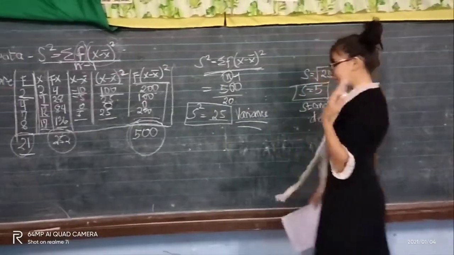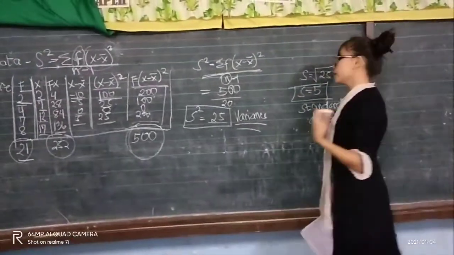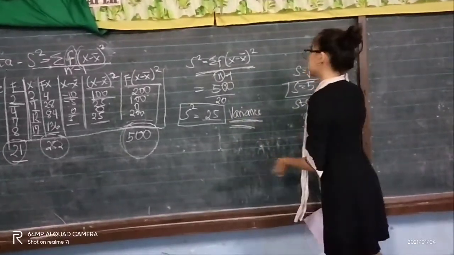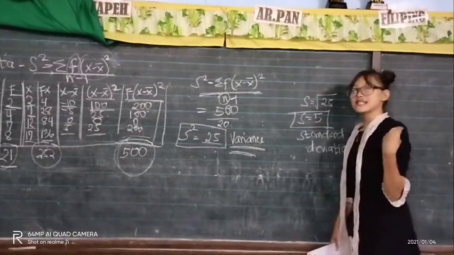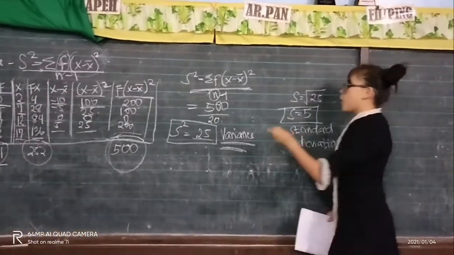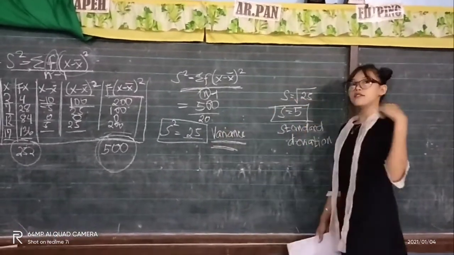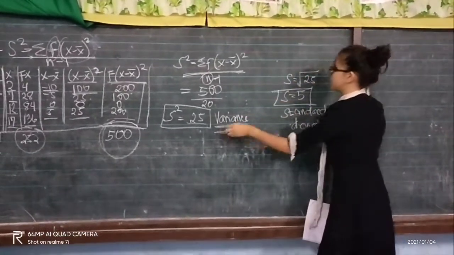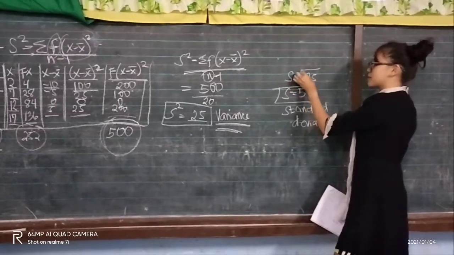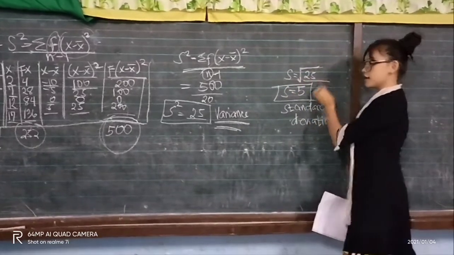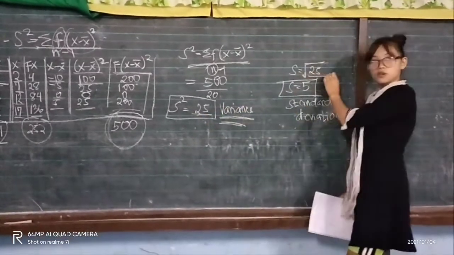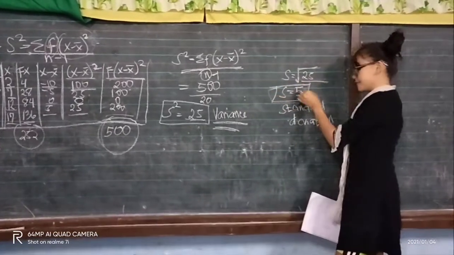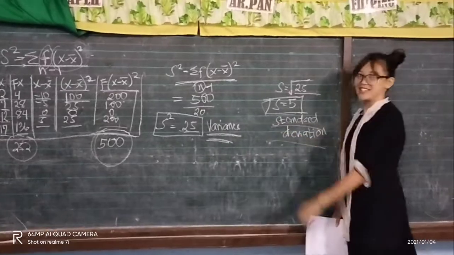For standard deviation, we already have the value of our variance, so we can now compute it. As I said earlier, the formula for standard deviation is the square root of our variance. So S is equal to the square root of our variance. Our variance is 25, so the square root of 25 is 5. This is our standard deviation.